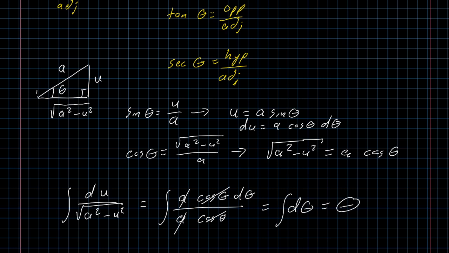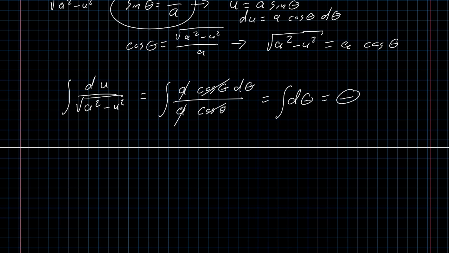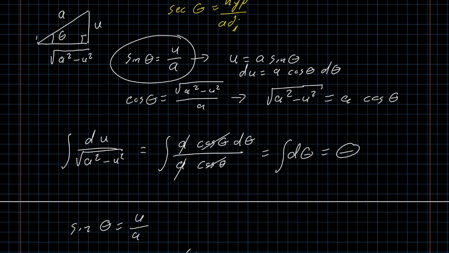Well, what is theta? Come back up here to how I set it up. If sine of theta is u over a, then theta is the arcsine of u over a. So we can use a trigonometric ratio in order to set this up.